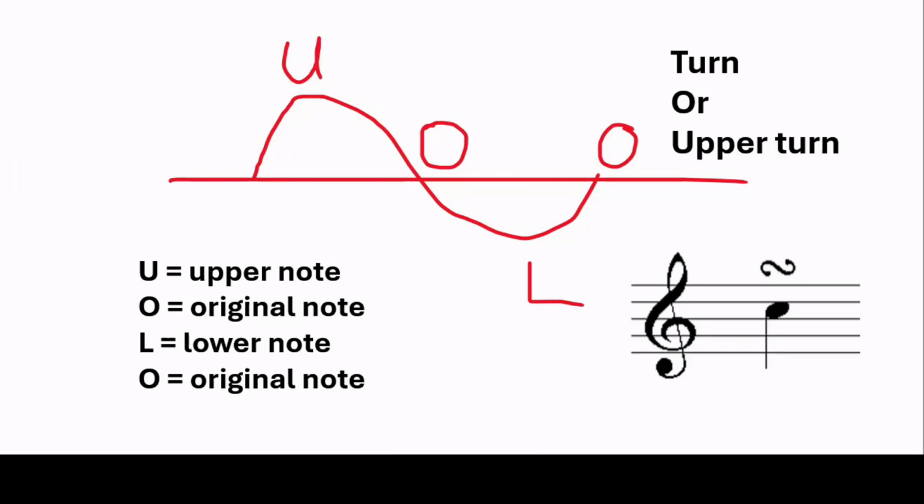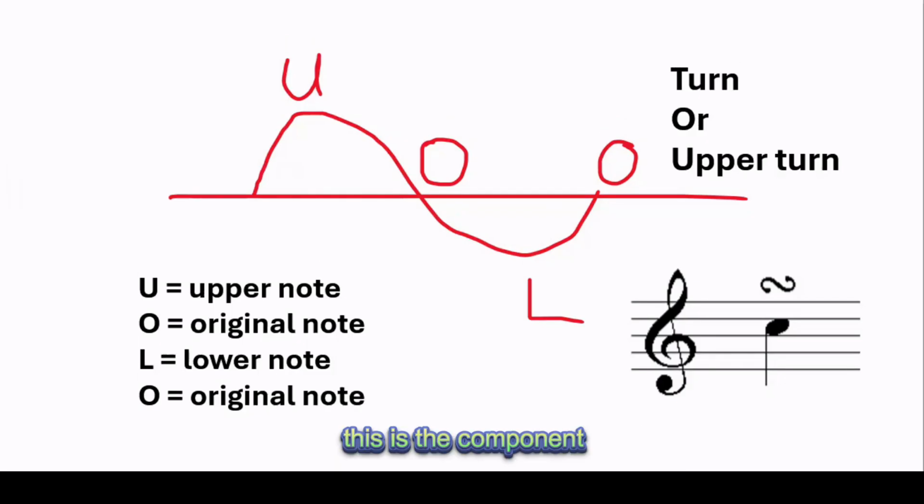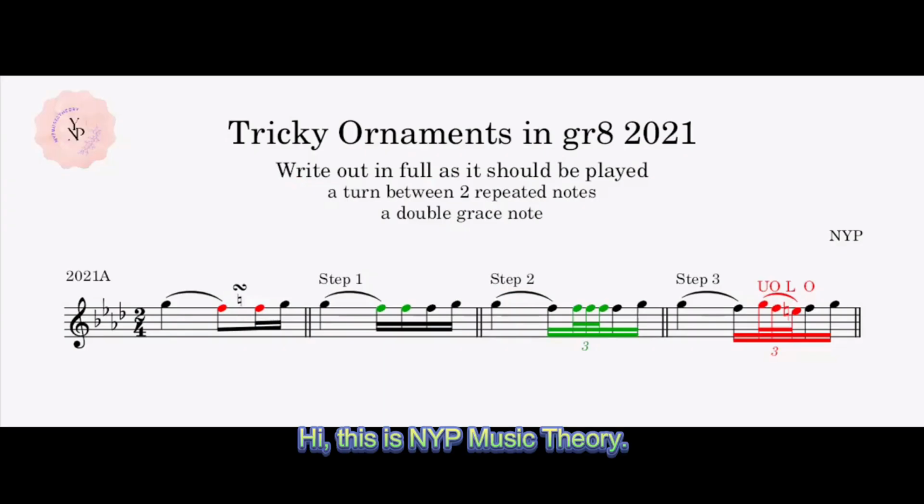Hi everyone. Do you know what UOLO stands for? Yes, this is the component of a turn in music theory, or we can call it an upper turn. It consists of four notes: the upper note, the original note, lower note, and the original note again. So this UOLO helps us to understand how to write out in full this sign, and the shape also matches the UOLO.